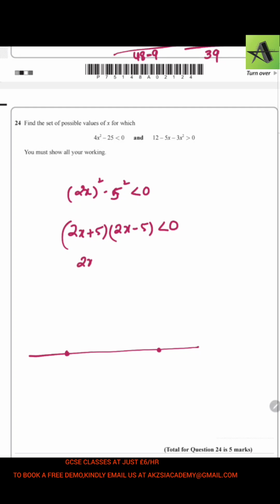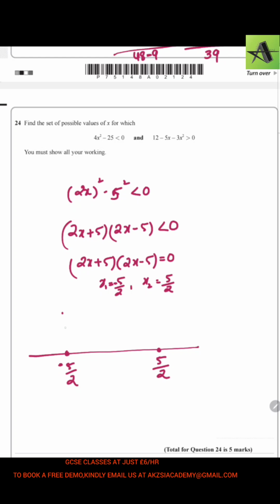So (2x + 5) times (2x − 5) equals 0. From here, x1 is negative 5 over 2 and x2 is positive 5 over 2. So here it is minus 5 over 2, and here it is plus 5 over 2.